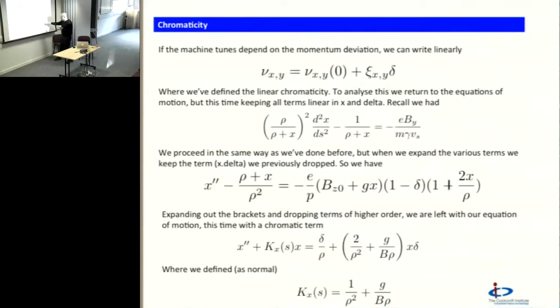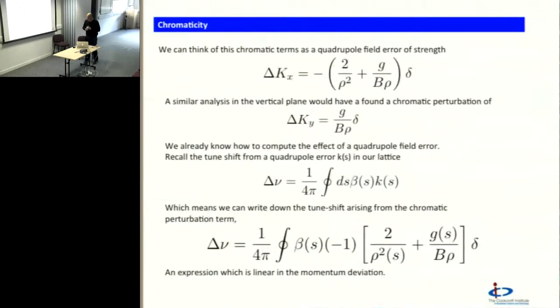So this is the only term we're going to keep using this approach to beam dynamics, where we define this as normal, 1 over rho squared from the natural focusing of the dipoles, and g over b rho, which is the rigidity-normalized quadrupole gradient. We can think of this extra complicated term actually as a quadrupole term, a quadrupole field error of some strength delta.